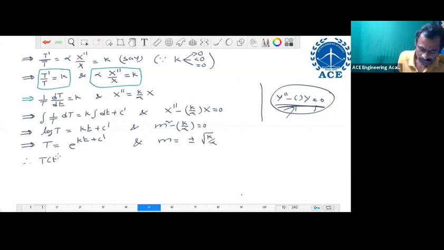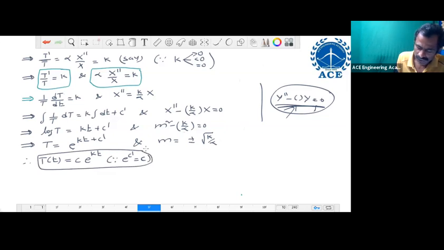Therefore, T of t equals e power c dash, which is some constant. Let us suppose that is c into e power kt, since e power c dash equals c. This is one solution for the first order equation.